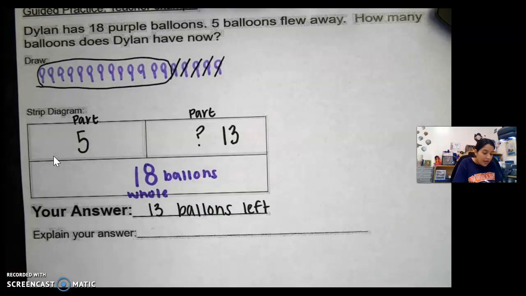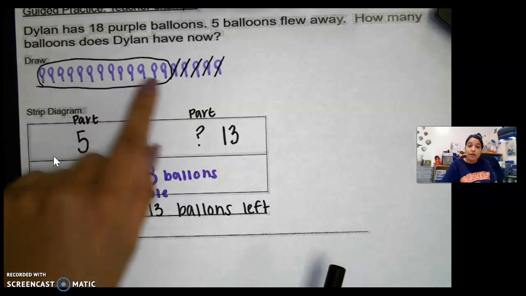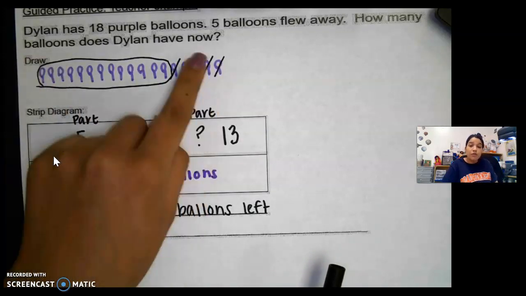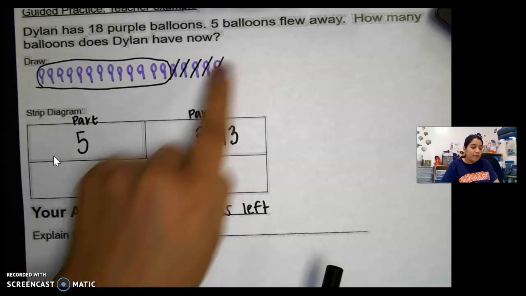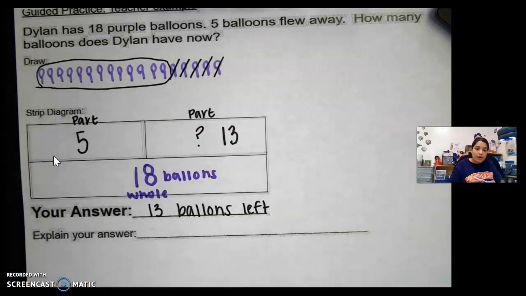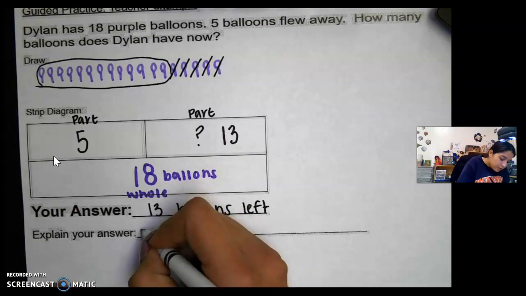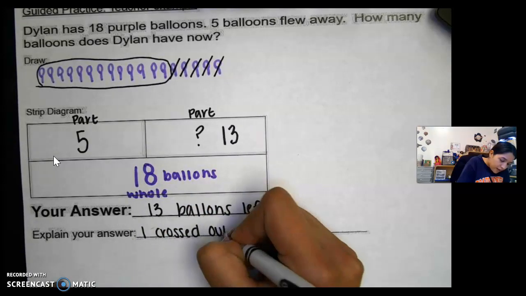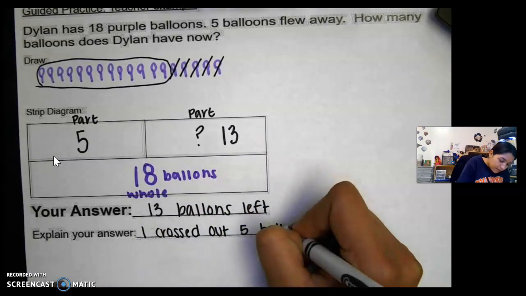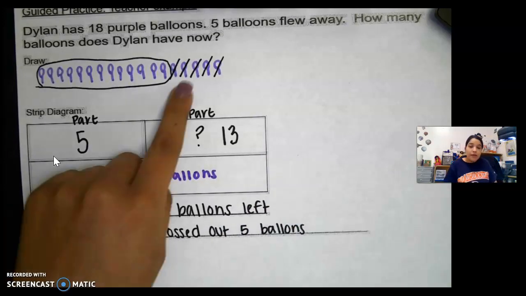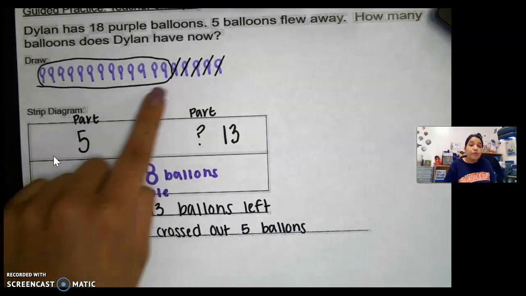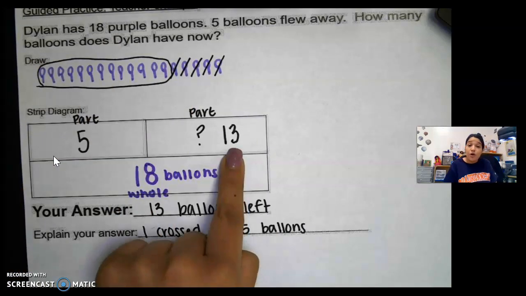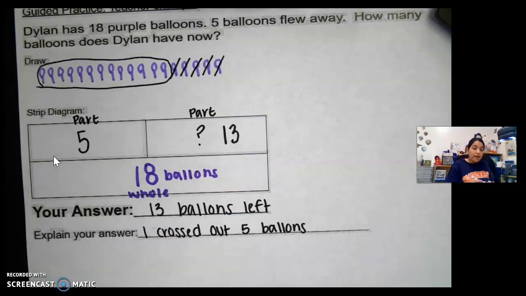And how did we get our answer? What did we do with our drawing? In my drawing, I crossed out 5 balloons in order to represent that 5 balloons flew away. So to explain my answer, I'm going to put I crossed out 5 balloons in my drawing, and I was able to count the rest that were left, and I got 13. That is how we got our missing number.